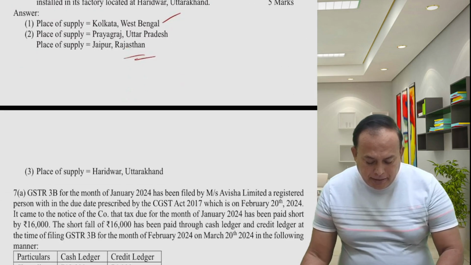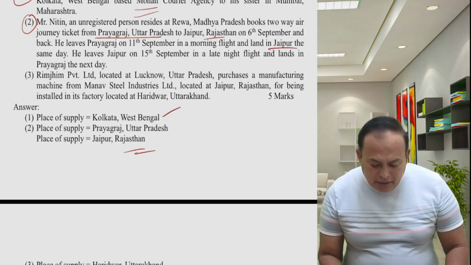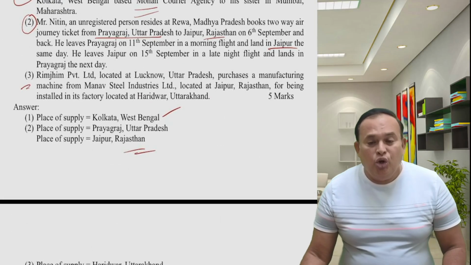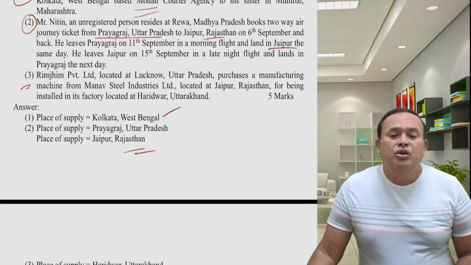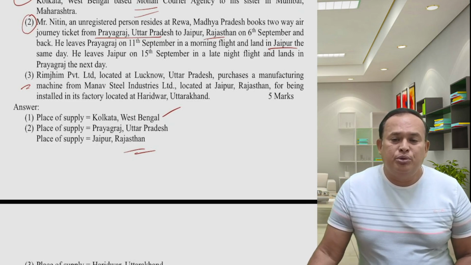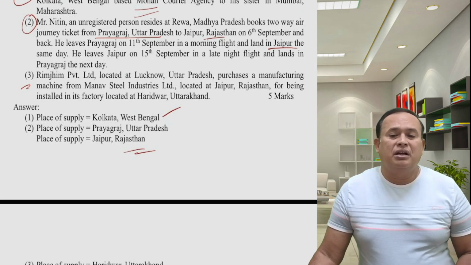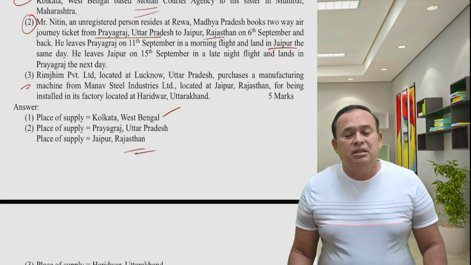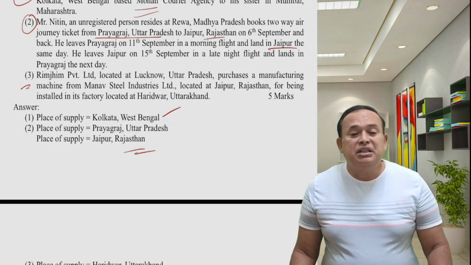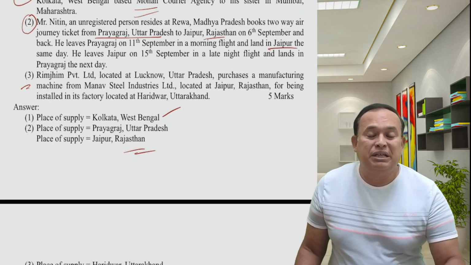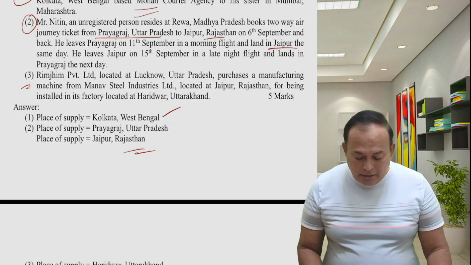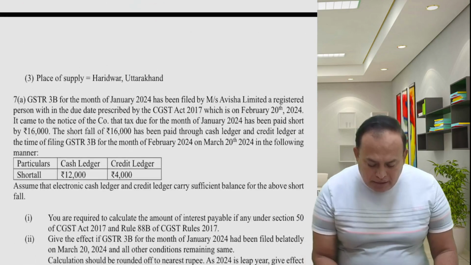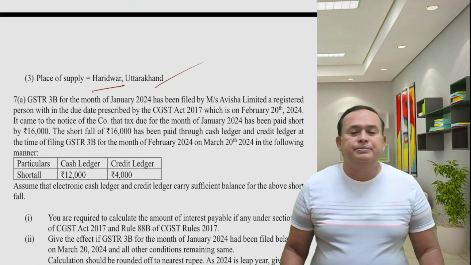Further, in point number 3, Rimjim Private Limited, located in Lucknow, Uttar Pradesh, purchased manufacturing machinery from Mano Steel, located in Jaipur, Rajasthan, for being installed in its factory located in Haridwar, Uttarakhand. That means the place where the installation of the machinery takes place is the place of supply. In the given case, place of supply is Haridwar, Uttarakhand.